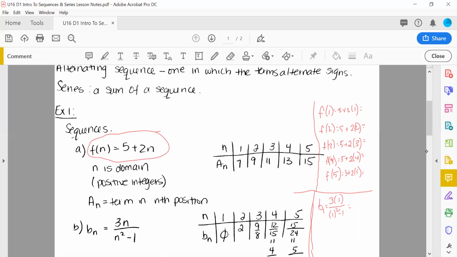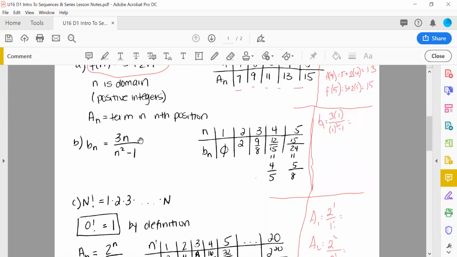So just take n and replace it with 1. So 5 plus 2 times 1. So 5 plus 2 is 7. 5 plus 2 times 2, 5 plus 4 is 9. 5 plus 6 is 11. 5 plus 8 is 13. And 5 plus 10 is 15. Those are these numbers right here. Ta-da! Done with example 1.